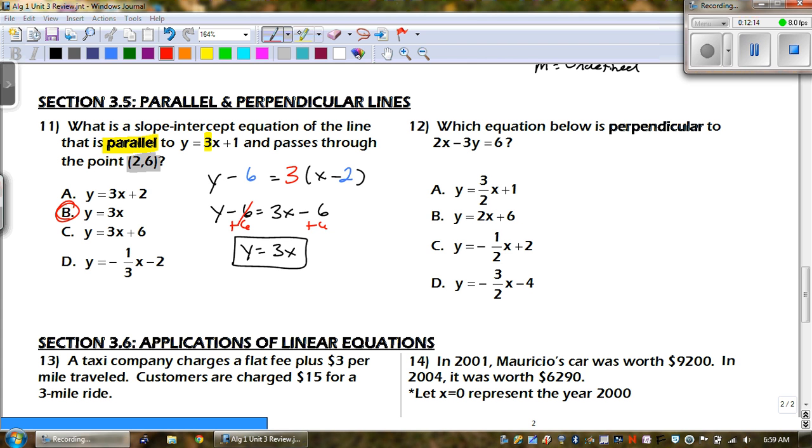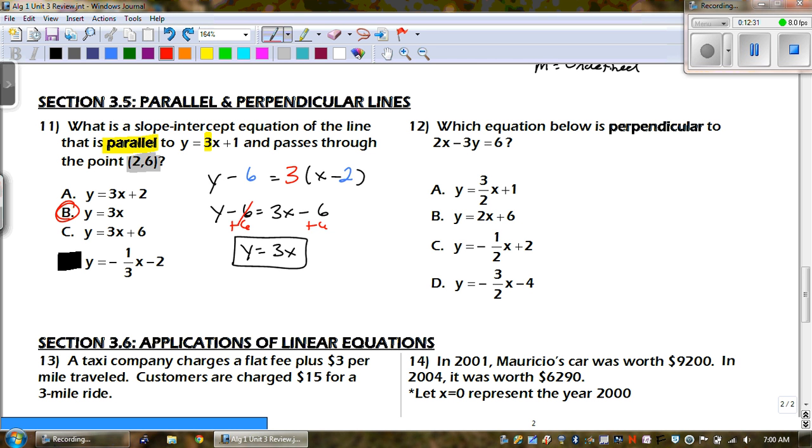And now I forgot to do this before, but which of those ones could we have crossed out right away? You can cross out D because look at their slope. The slope is saying -1/3. That's totally incorrect. All right, number 12.